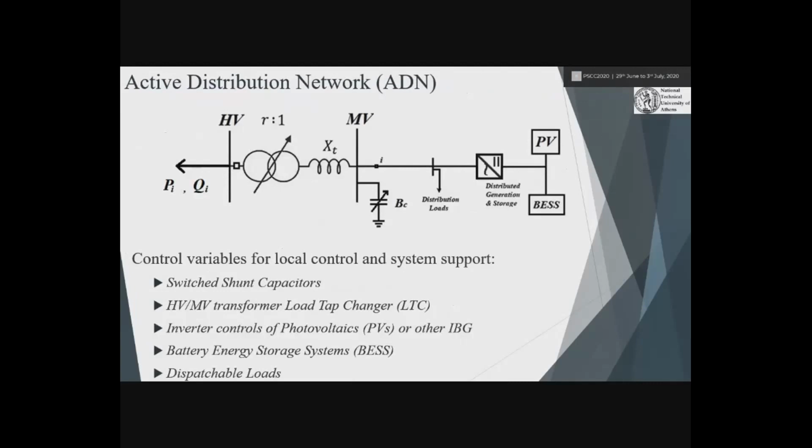As an active distribution network in this work, we consider a network with some or all of these available controls, which are used as control variables, which can be switched capacitors, load tap changer, inverter-based generations, battery energy storage system to control the active power, and dispatchable loads.